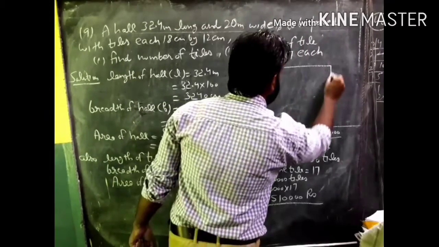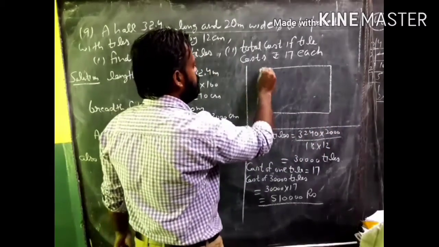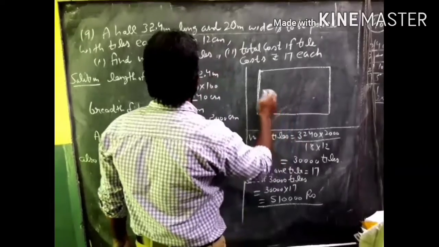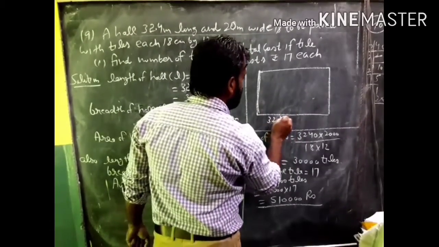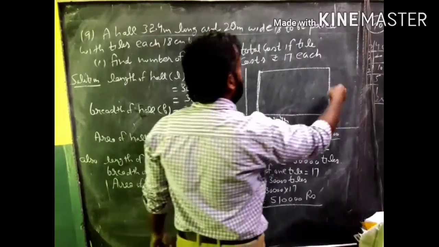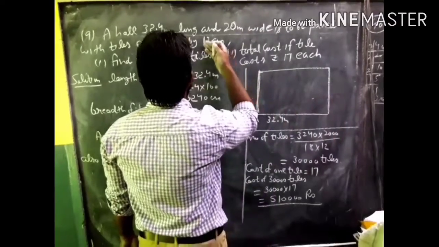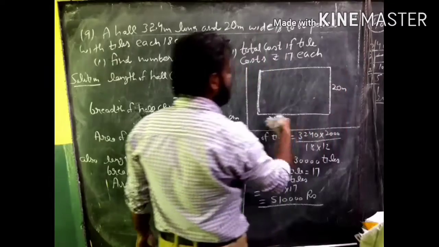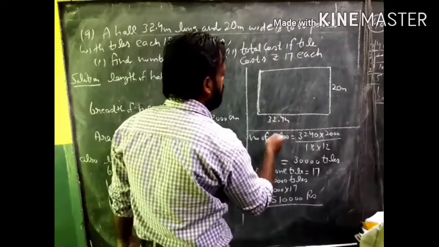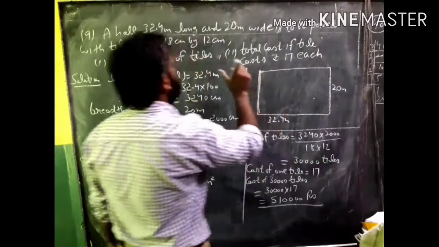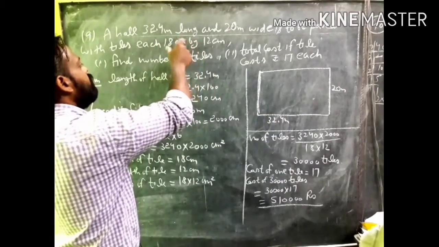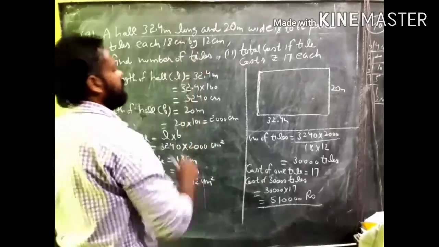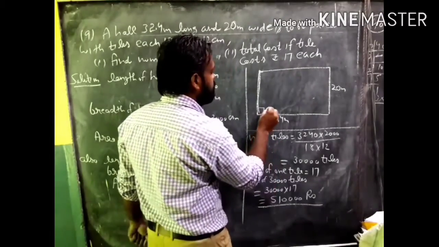Okay, this is only a rough sketch. I am showing you through this rough sketch. Suppose this is a room and this is the floor of the room, and of course this is 32.4 meter long, its length, and this breadth is of course 20 meter. There are tiles, and the length and the breadth of one tile is given to us. All tiles are similar, that is 18 by 12. So means small tiles are there.